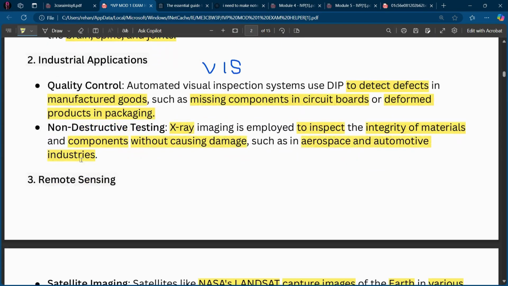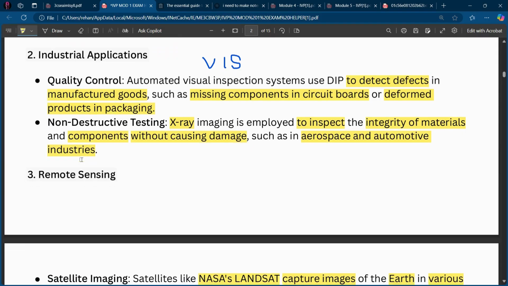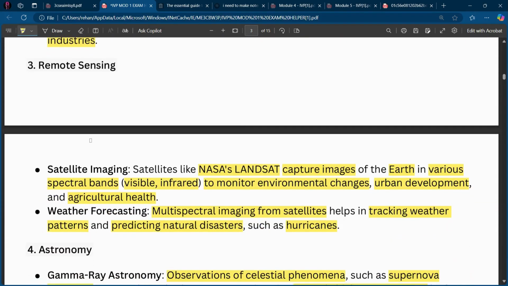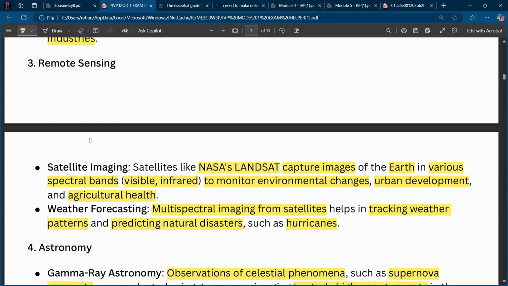Remote sensing is nothing but satellite and weather forecasting. So this is used for satellite imaging. For example, the images are captured by various spectral bands to understand agriculture development, urban development, and environmental changes, and weather forecasting is nothing but multispectral imaging from satellites.